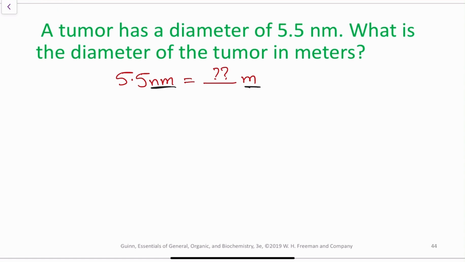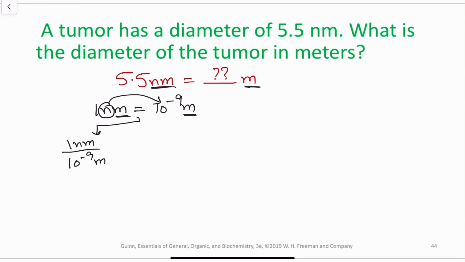By the prefix I know 1 nanometer is equal to 10 to the power negative 9 meter. How would I know this? Because meter is a base unit. What is nano? Nano is 10 to the power negative 9, right? So the time I know this is the equivalency, I can make two conversion factors again. I can say 1 nanometer is equal to 10 to the power negative 9 meter, or I can say if I have 10 to the power negative 9 meter, I have 1 nanometer. Both are the same.